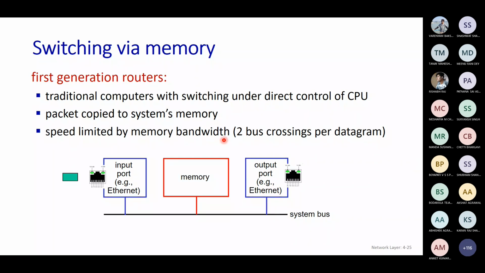And so this is the memory bandwidth, and also two bus crossings are there per datagram, from input port to the corresponding output port. That means you are using this system bus to transfer the datagram. So the packet comes to the input port, it's copied into the memory, and then it is transferred to the output port. So there are two bus crossings here, and it is limited by the memory bandwidth that is available.